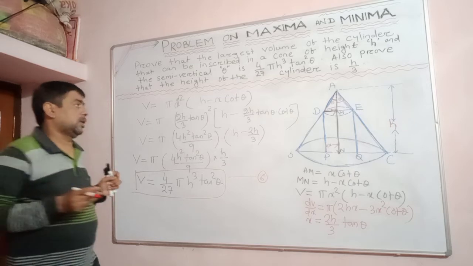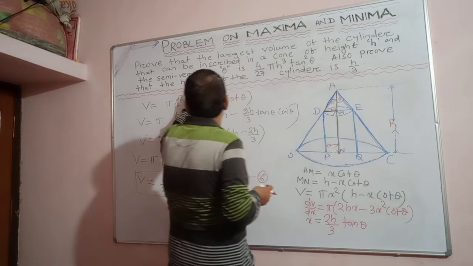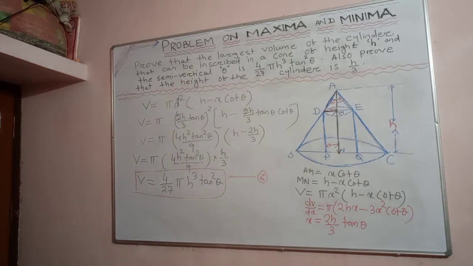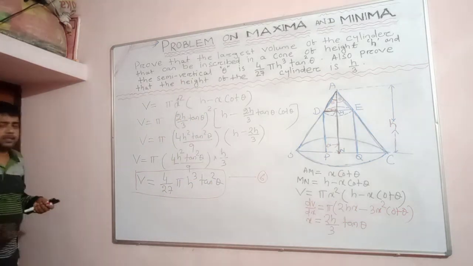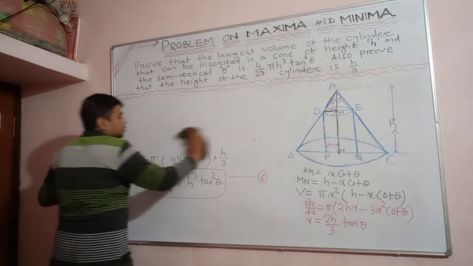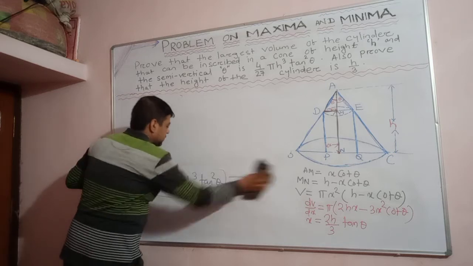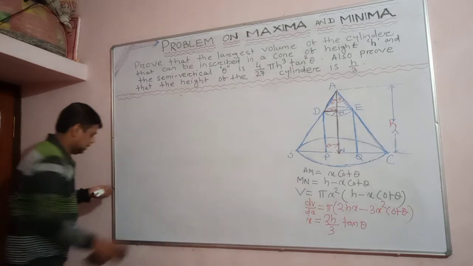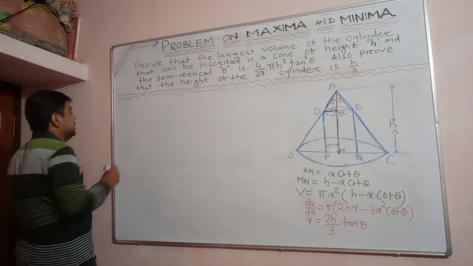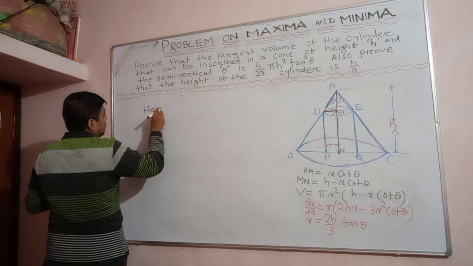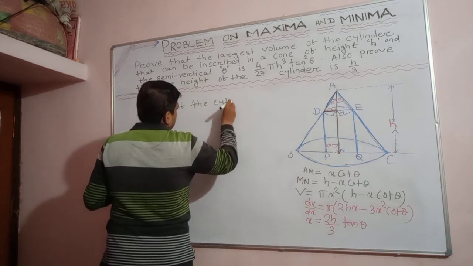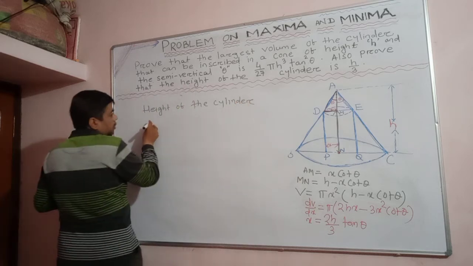Okay, students, let's see then. Also prove that the height of the cylinder is h by 3. We have to find that out. Shall I erase it? This much is clear. Now, we have to prove that the height of the cylinder is h by 3. So now see the height of the cylinder. What is the height of the cylinder?